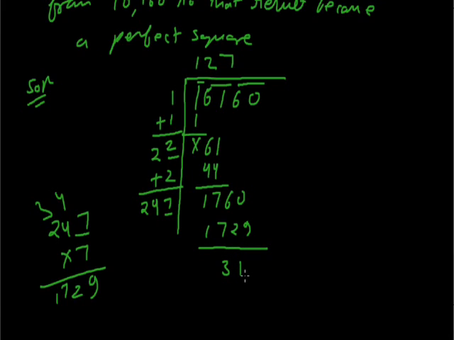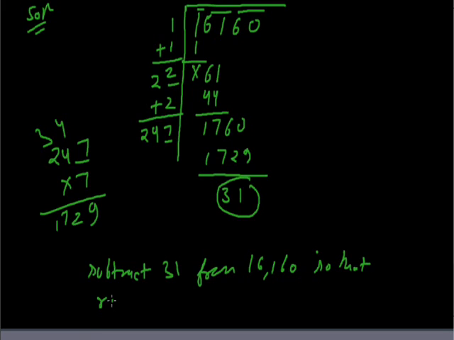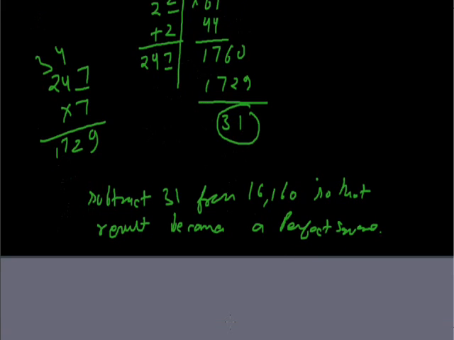So this number 31, so that 16,160 becomes a perfect square, I have to subtract 31 from 16,160 so that the result becomes a perfect square. So the answer is 31.